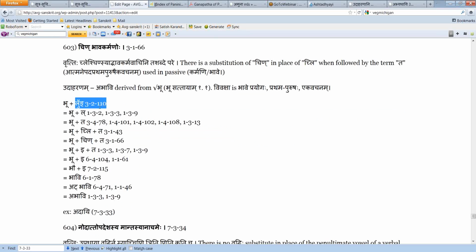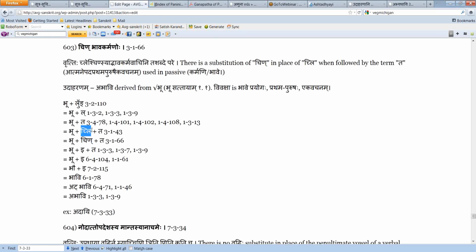Bhu plus lung, anubandha lopaha. In this case, bhava karmano. You don't have to check what the dhatu is, bhu is parasmaipadi or atmanepadi. You don't have to worry about the anudatta it etc. because this is passive. So bhava karmano, you can only get atmanepadam. When we say bhave, it can only be ekavachanam, prathama purusha ekavachanam, so the pratyaya has to be ta.